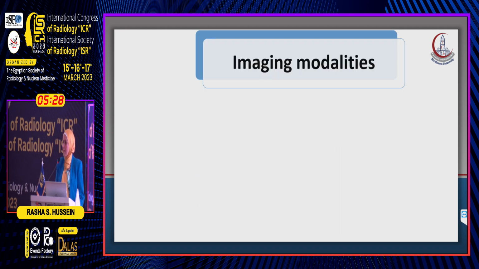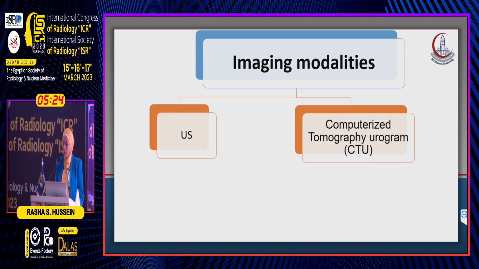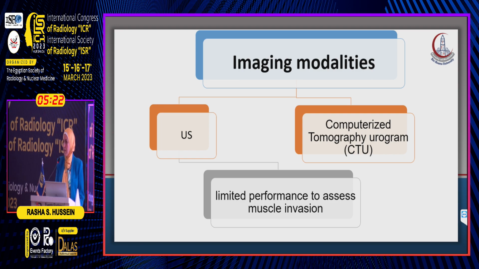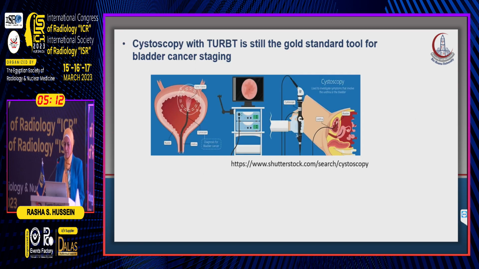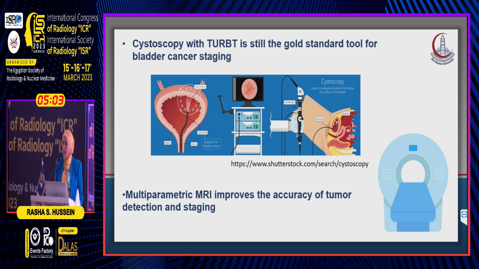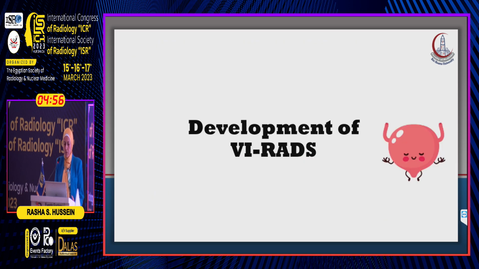The imaging modalities for evaluation of bladder cancer include ultrasound and also CT. However, they have limited performance to assess muscle invasion. They are only used for detection and staging for extravesical components. Cystoscopy and TURBT is still the gold standard for evaluation of muscle invasive bladder cancer. And implementing the MRI is a very helpful tool in evaluation of bladder cancer and proper tumor staging.